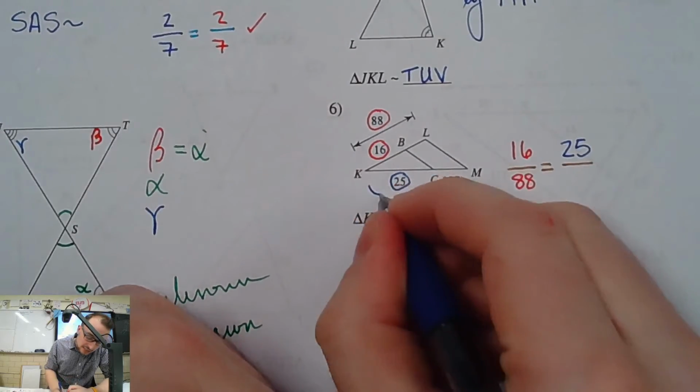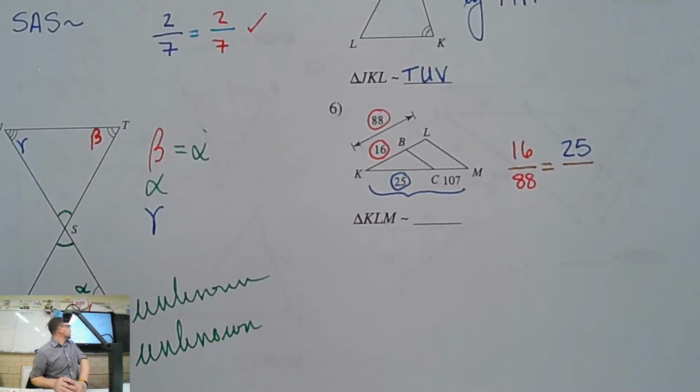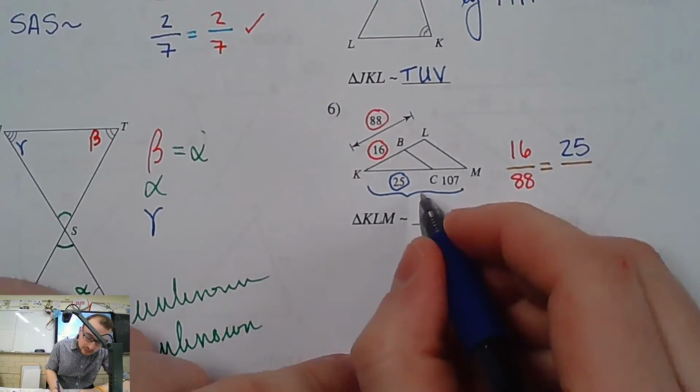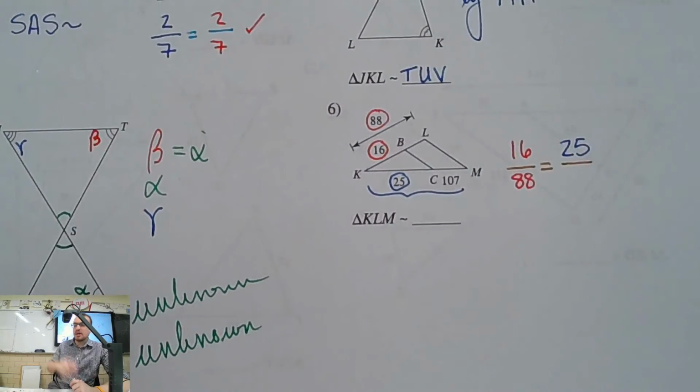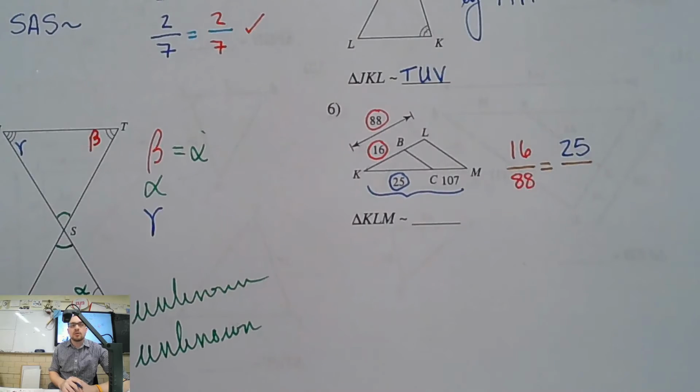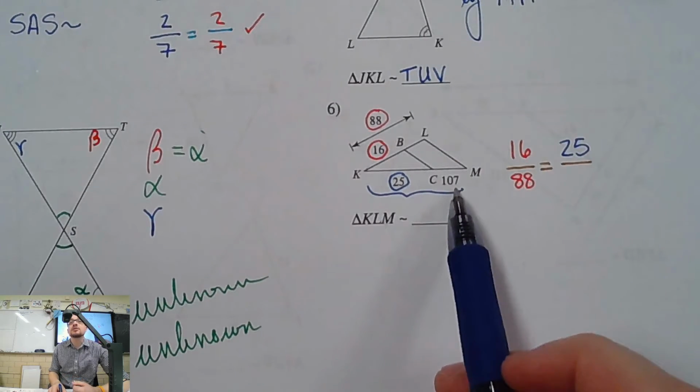Now this side is the bigger side for the big triangle, right? The big guy, right? And that's going to be, what's 107 plus 25? Better question. What's 25 plus 7? Better question. What's 25 plus 5 plus 2? That's 132.